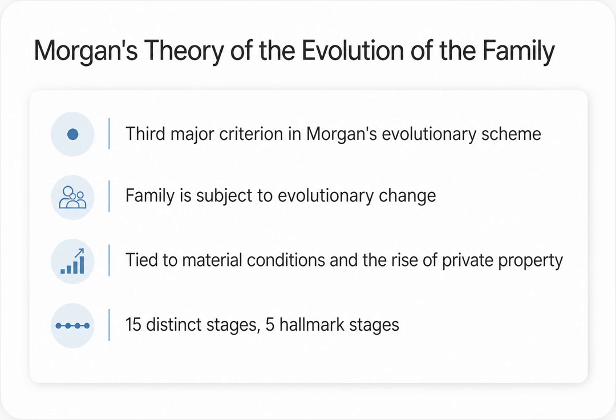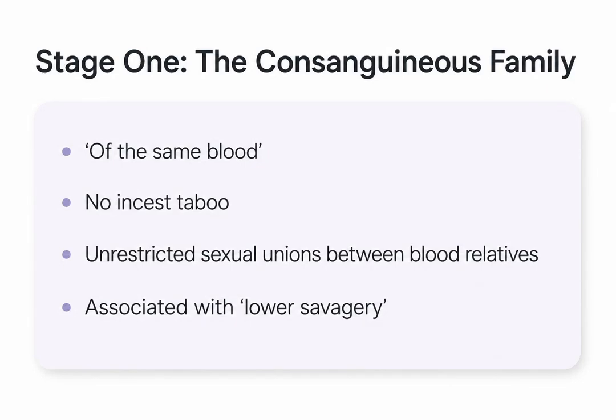While Morgan identified 15 distinct stages of family evolution, he considered 5 of these to be the hallmark stages found in virtually all societies. Let's examine these 5 stages in detail. The first and most primitive stage in Morgan's framework is the consanguineous stage. The word consanguineous simply means of the same blood. In this initial stage, there is absolutely no incest taboo.